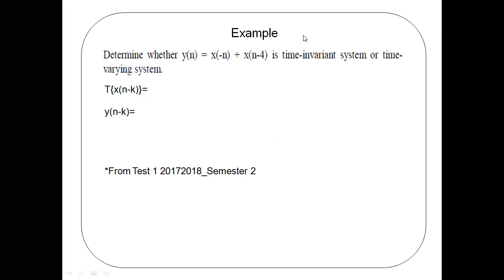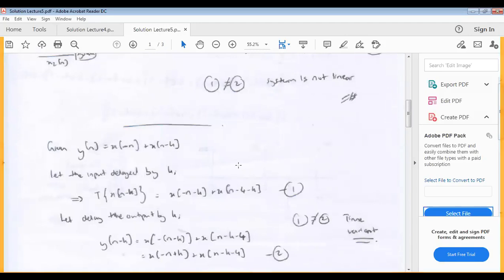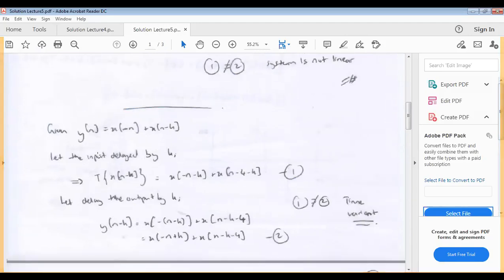It's a time-varying system. Let me see if I have a solution for this. Yes, I have it here, you can just double check it here. Let's say we delay the input by k. So what we have done here is we delay the input by k units, so we are supposed to get this equation number one. In the second case, if we delay the output by k units, you are supposed to get this case, and we're going to have negative n plus k and so on. So it shows that number one and number two are not the same. So this system that we have is a time varying system.